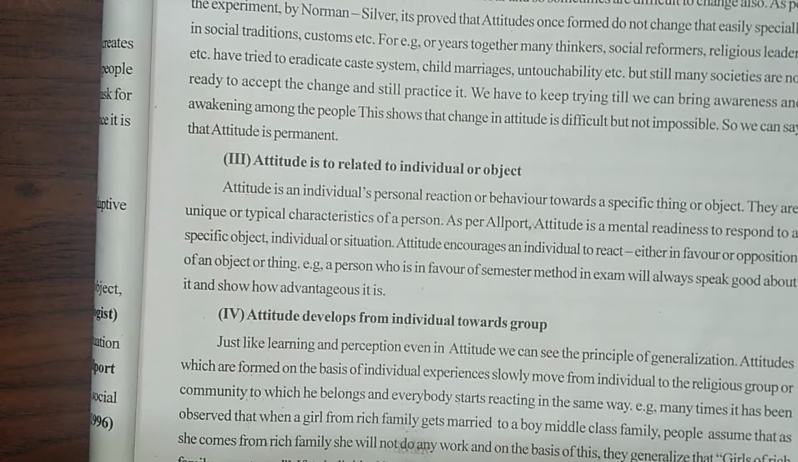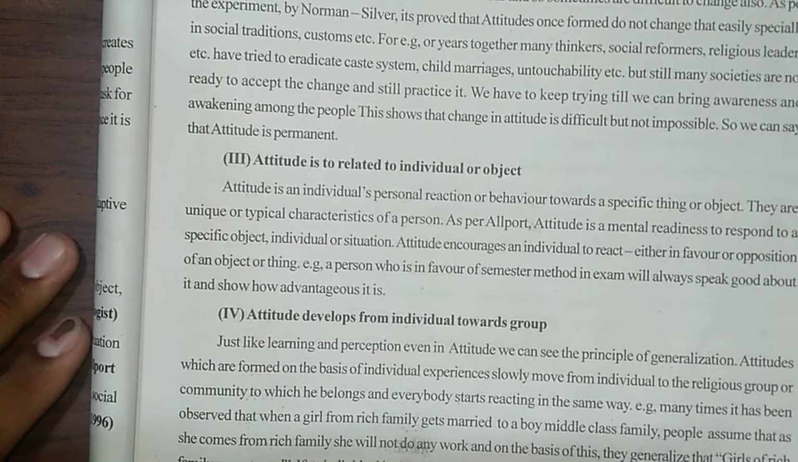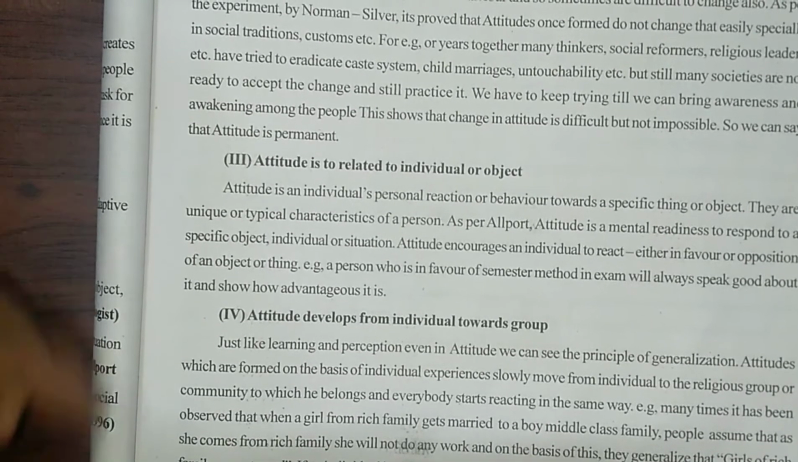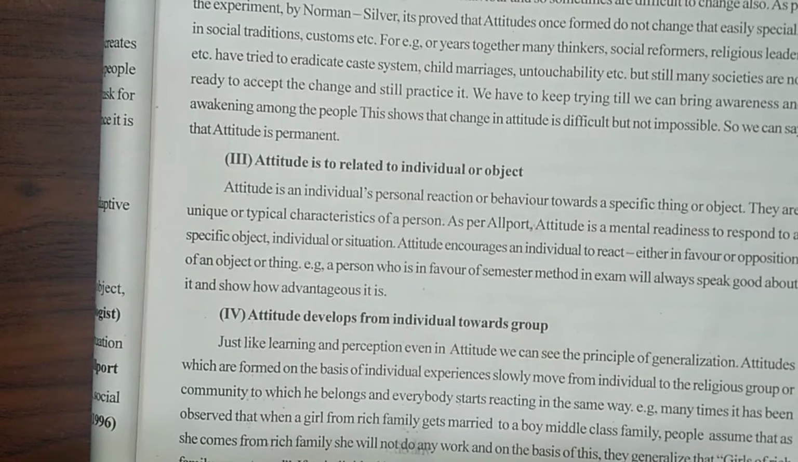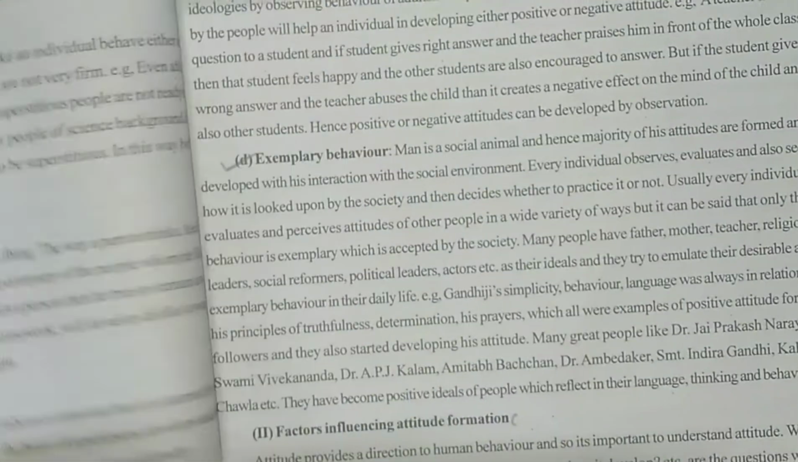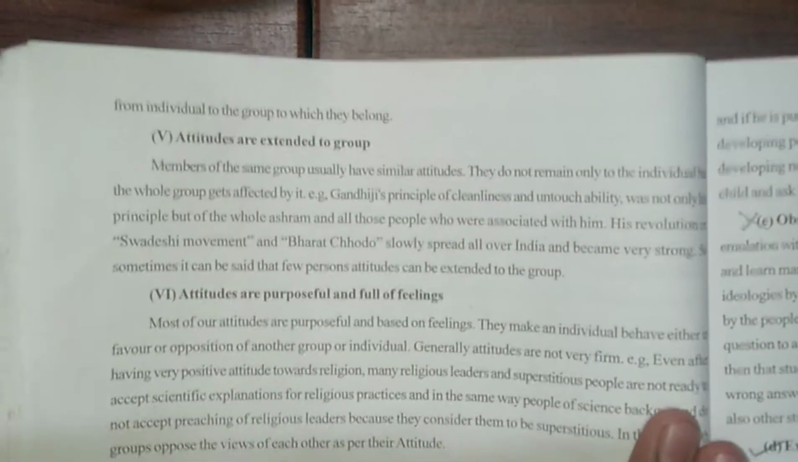That is, many times it has been observed that when a girl from a rich family gets married to a boy from a middle class family, people assume that since she comes from a rich family, she will not do any work, and on the basis of this, they generalize that girls of rich families are not good. If an individual is cheated once or twice by a businessman, then the individual generalizes that all businessmen are cheaters. So attitudes formed on the basis of individuals' experiences slowly pass on from the individual to the group to which they belong.